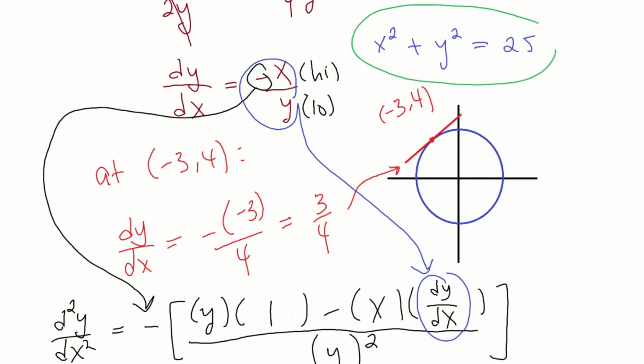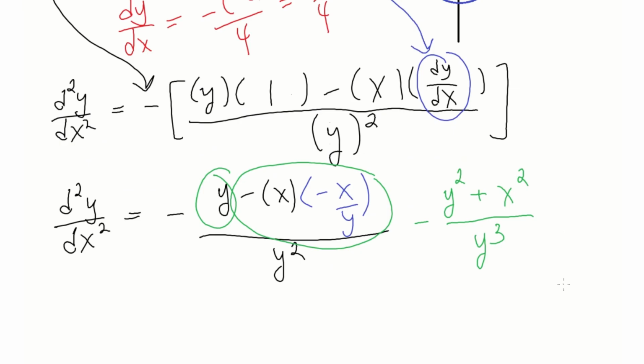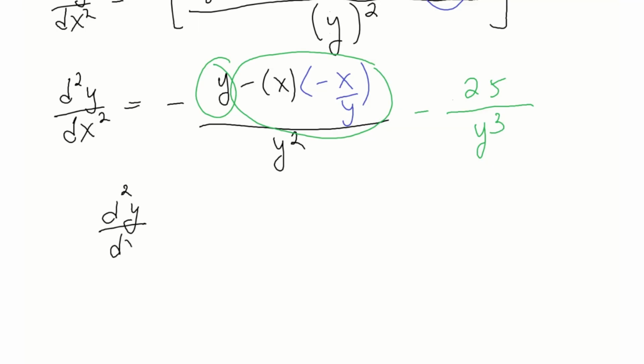Remember our original equation: x squared plus y squared equals 25. On the top, we have x squared plus y squared, so we can replace that with 25. This is going to be a common simplifying strategy, using the original equation to simplify. So our second derivative is negative 25 over y cubed.